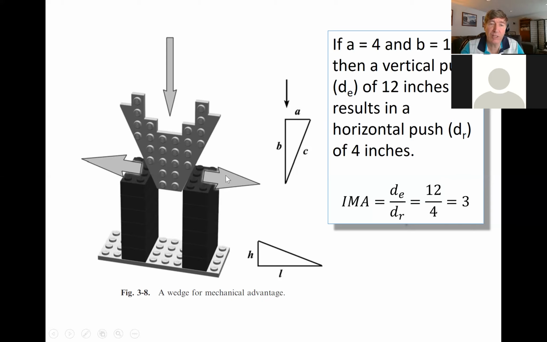My downward force is going to get converted into a horizontal force, and it's going to get multiplied. If there was no friction, the way I find the IMA is I take the distance that I would push the wedge, so that would be 12, divided by the distance the wedge is going to end up pushing on these two blocks. If I take the ratio of the distances, that'll tell me the IMA. So the IMA here is 12 over 4, which is 3. It's going to multiply my force by a factor of 3.